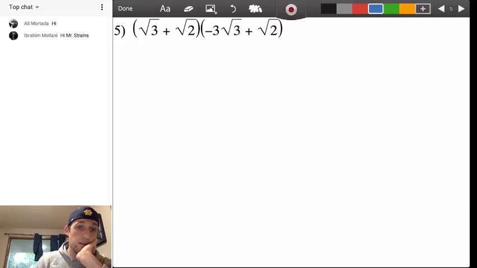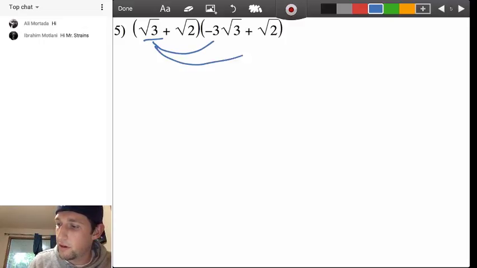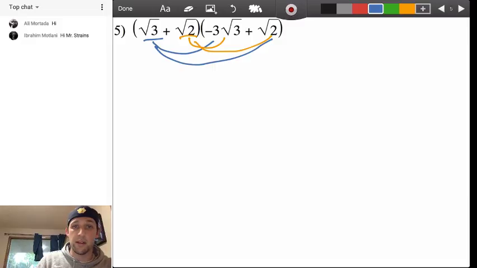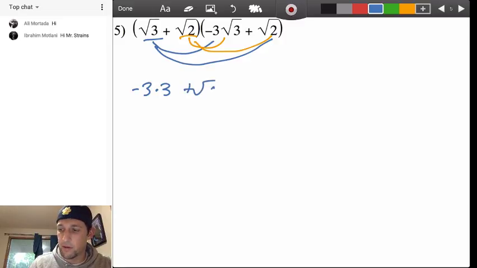Okay, so here we're applying the concept of multiplying polynomials to what we already know about our ability to multiply square roots. So basically you're going to do root 3 and distribute, and you're going to do root 2 and distribute. I'll keep my colors the same so we can kind of get what I'm doing here. So square root of 3 times negative 3 root 3 turns into negative 3 times 3. Because when I multiply the square root of 3 times 3 root 3, it cancels out and I just get 3. Go over to the 2, I just get plus root 6. Root 3 times root 2 is just root 6.